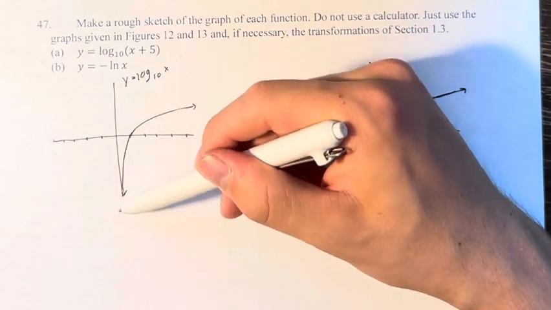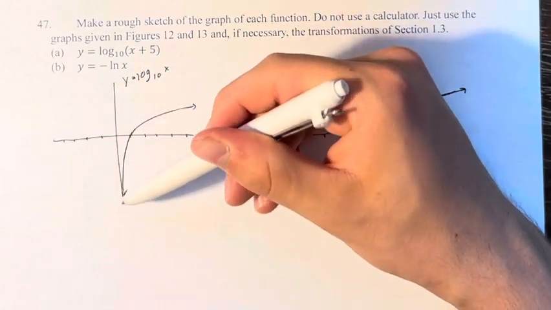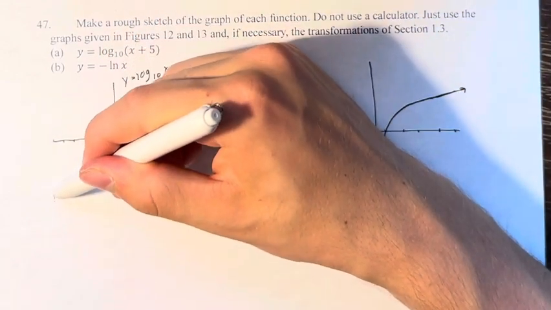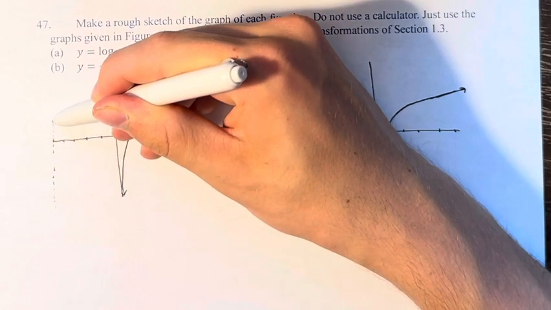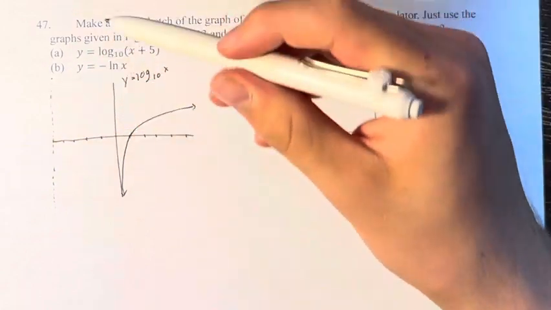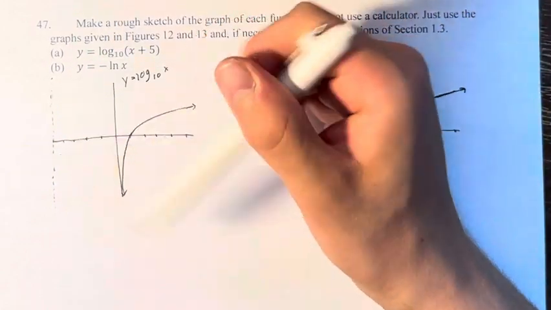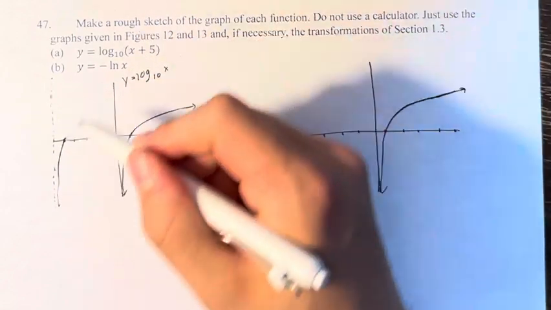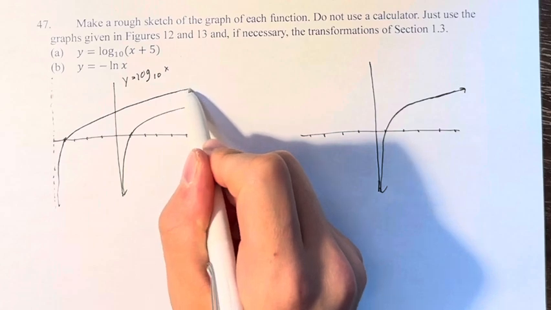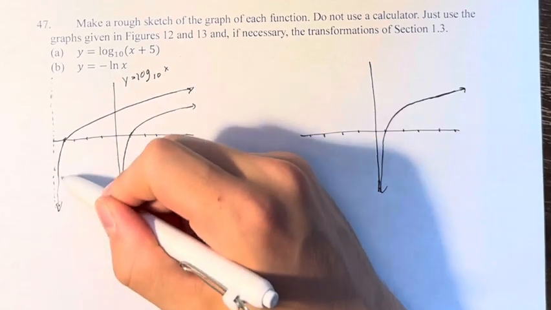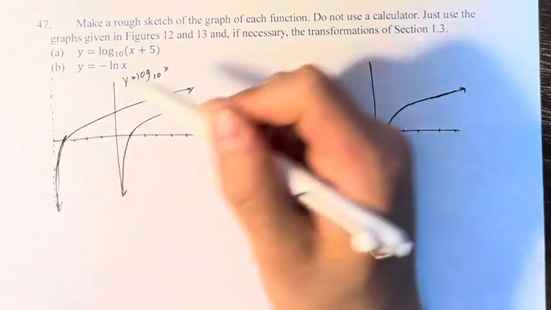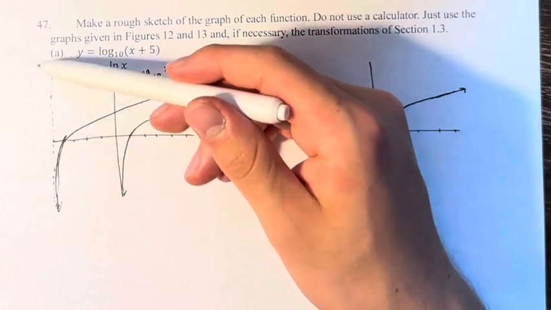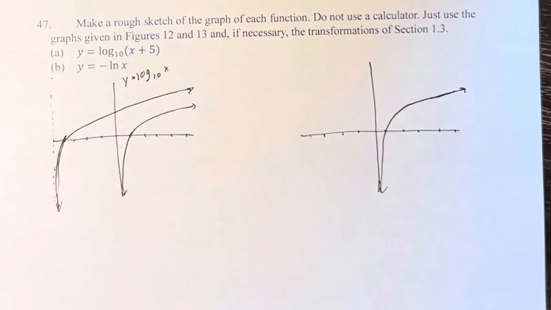So this asymptote at x equals 0 becomes x equals negative 5. And this point (1, 0) becomes (negative 4, 0). And other than that, the function looks relatively the same. Again, we're just getting a rough graph, so you have to get important points, asymptotes, and the general shape.